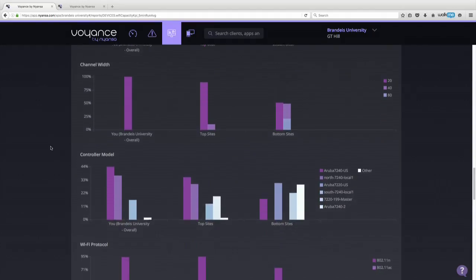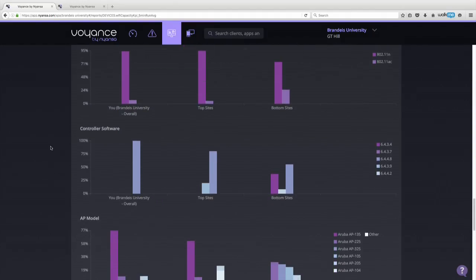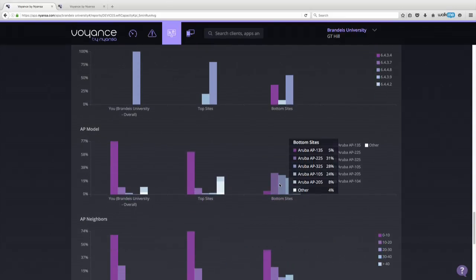That would be fine. I'm scrolling quickly here just to show you we're comparing a lot of things, including AP models. An AP model is a good example of this bottom client. This isn't Brandeis. This is the bottom Wi-Fi network in universities. It has a significant number of connections on older access points. AP 105s from Aruba is 25% of the connections, not of the APs, but of the connections.